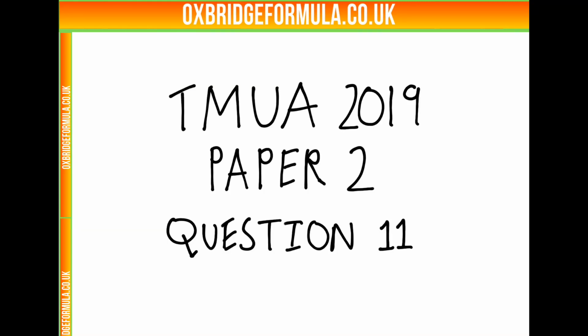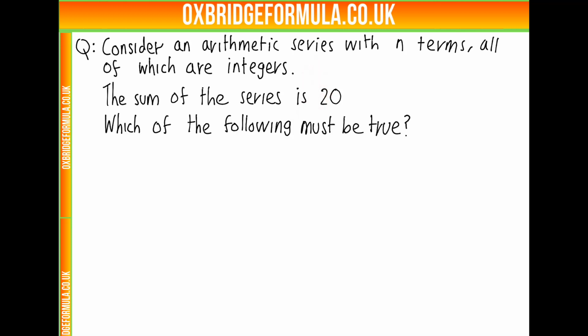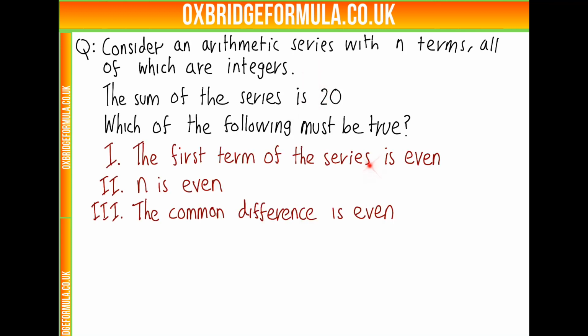This is the solution video for question 11 from paper 2 of the 2019 TMUA or CTMUA exam. In this question we're asked to consider an arithmetic series with n terms, all of which are integers. We're told that the sum of this arithmetic series is 20, and then given all this we're asked which of the following must be true.